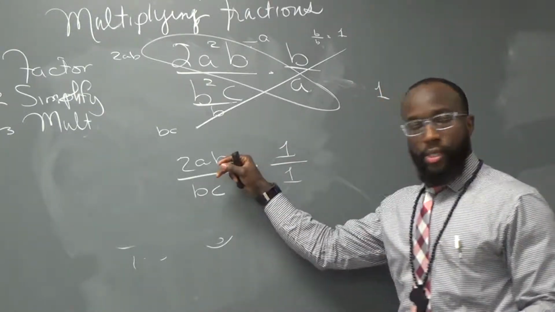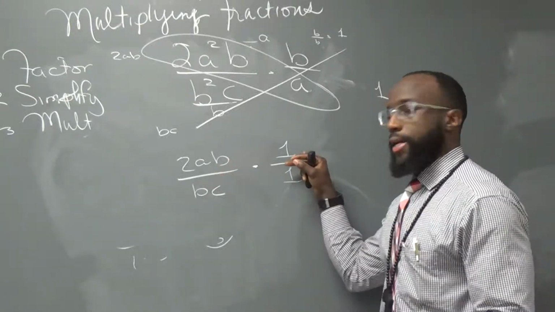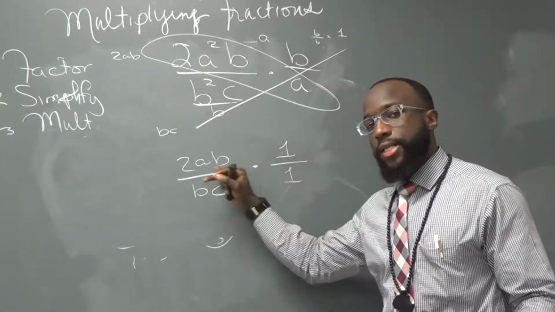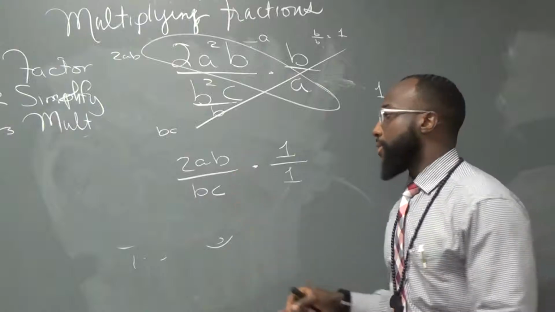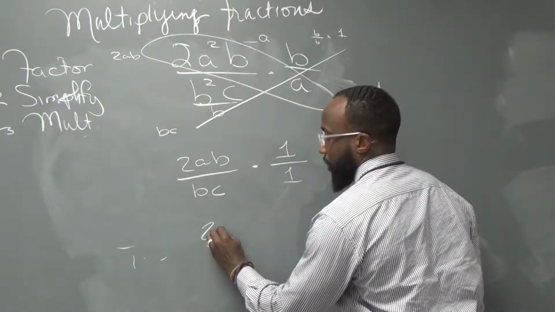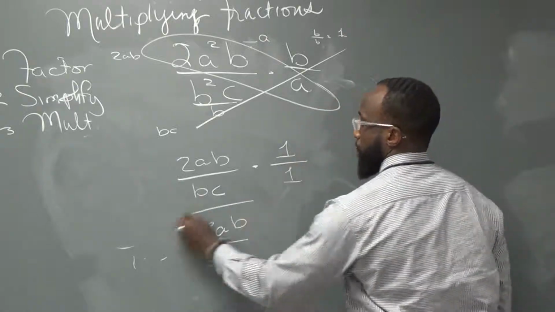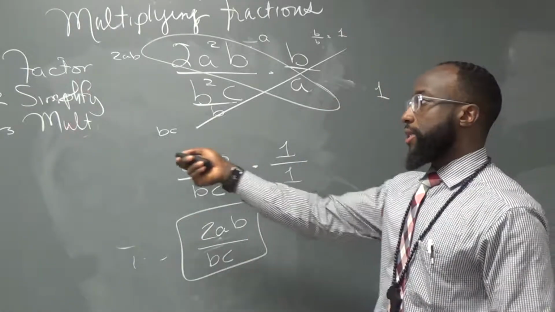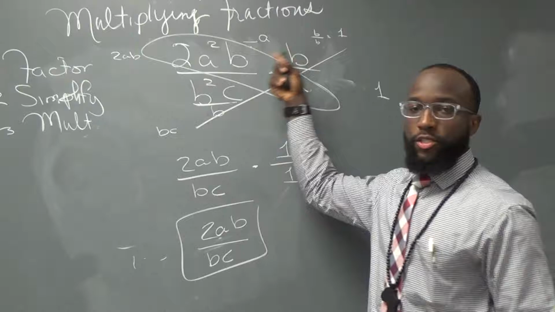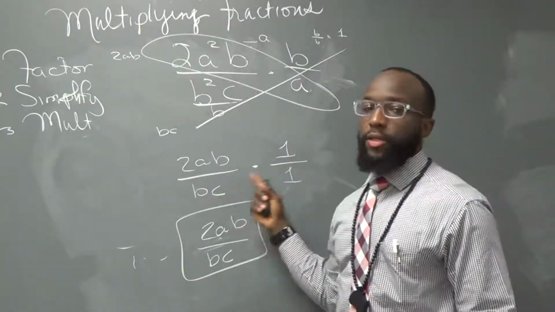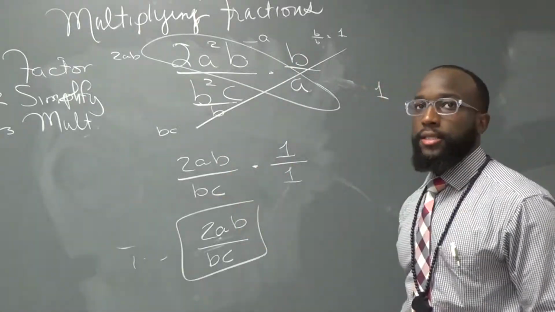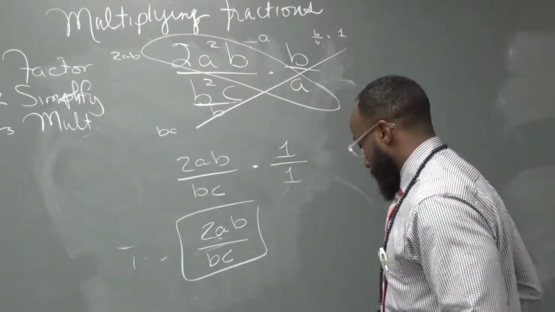Okay? And the identity property is right here. Any number times 1 is that number. So your solution then would be 2ab over bc. So what we did was we simplified the two fractions and then we multiplied. Okay? Let's look at another problem here.